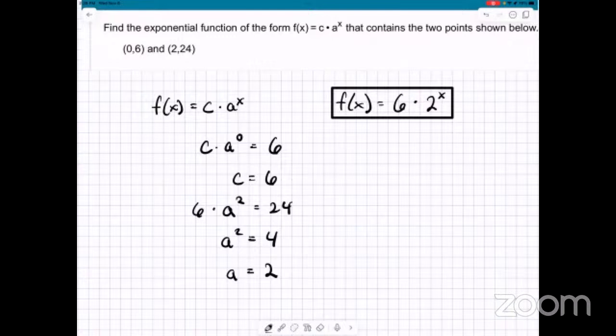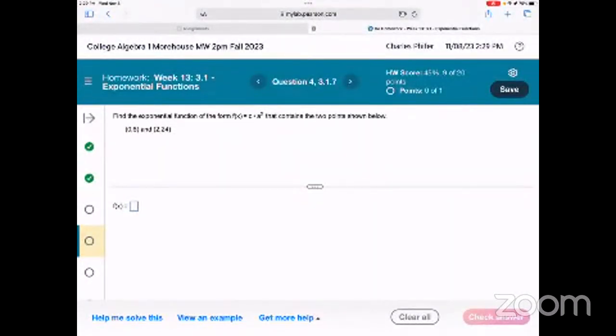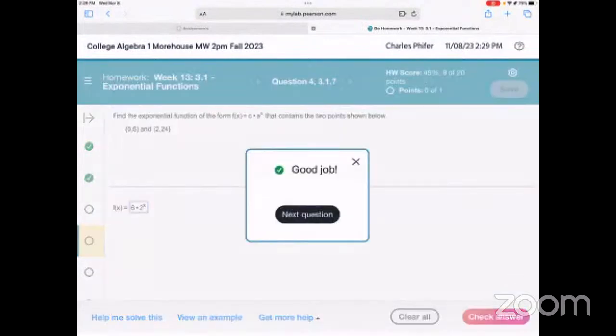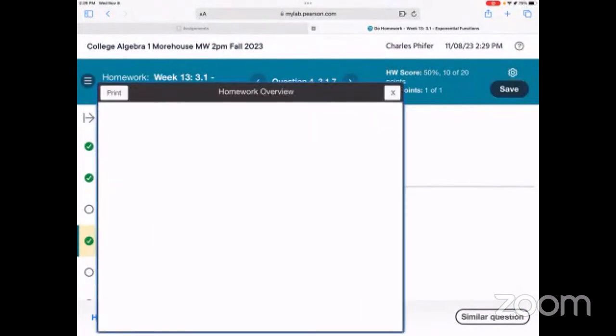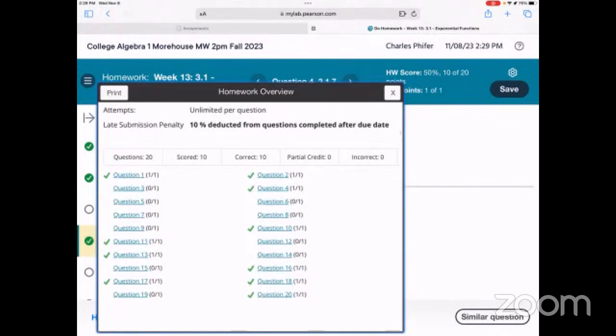6 times 2 to the power of x. When x is 2, 2 squared is 4. Yeah, that looks good. Hey, Google, give me a random number between 1 and 20. 7. Let's see.